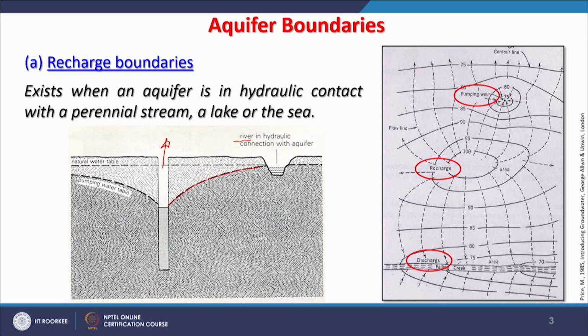This recharge boundary exists when an aquifer is in hydraulic contact with a perennial stream, lake or sea. Now, up to lake it is fine, but once this hydraulic boundary comes in contact with the sea, then there will be a lot of problems. The problem is because the sea will have altogether a different type of water, saline water, and other sediments and problems. So, that water is not fresh. If this intrusion occurs, then there will be really big problems for fresh groundwater. In the coastal regions this is a very serious problem.